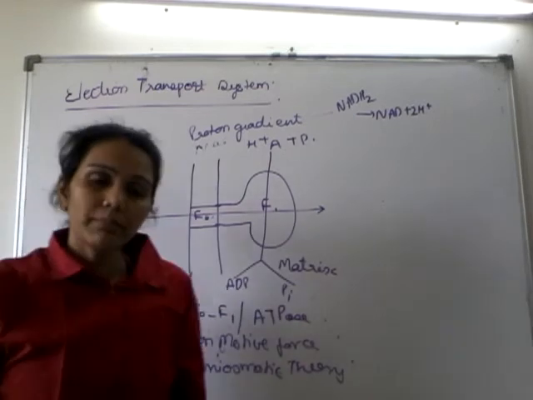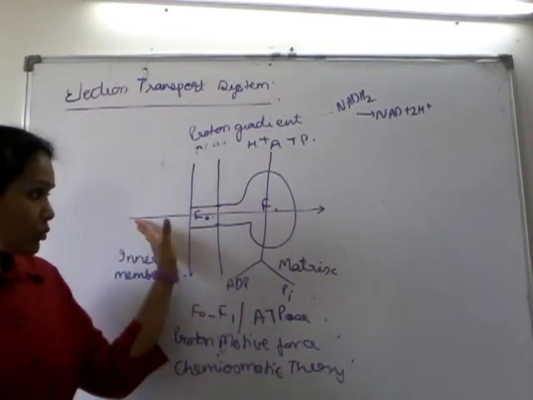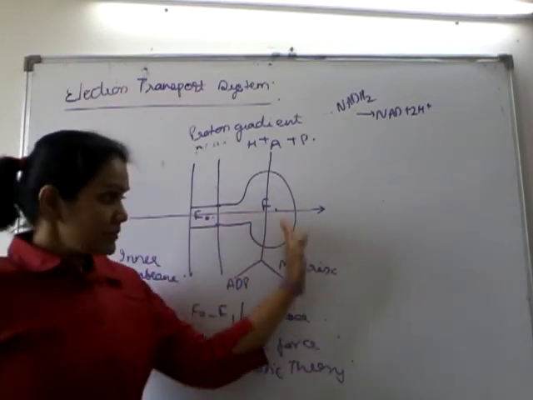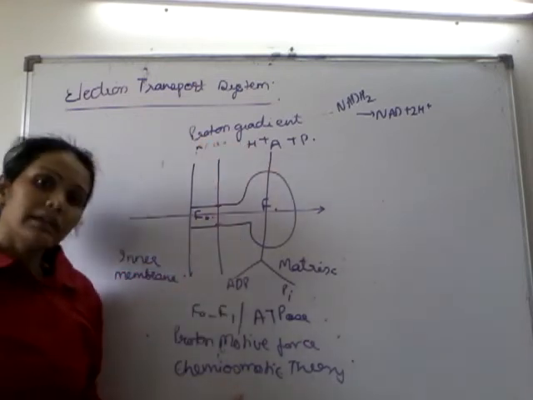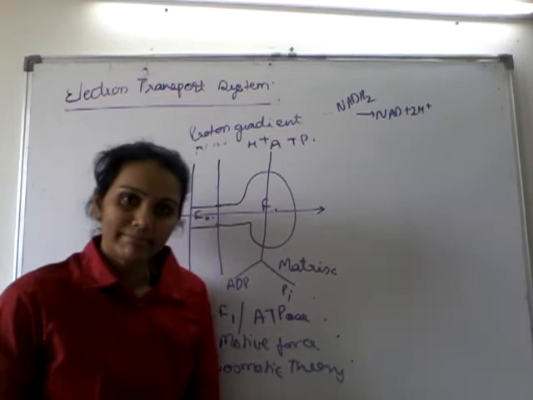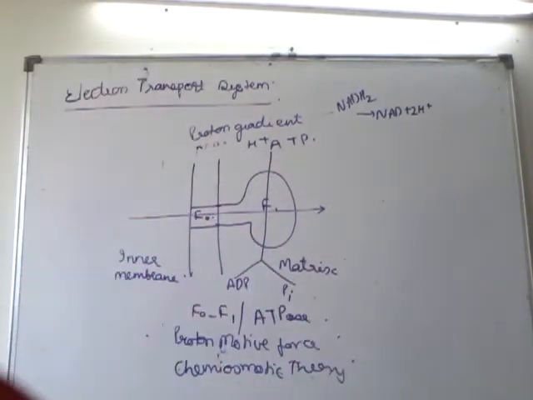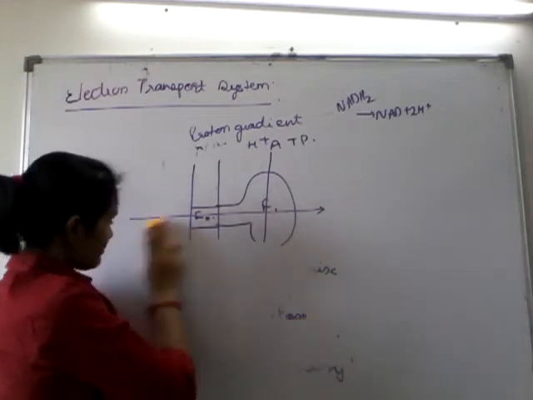So we just have to remember that this is the F0 F1 particle, also called ATPase. What is the driving force? That is the concentration of the proton, and this theory is known as the chemiosmotic theory of ATP synthesis.